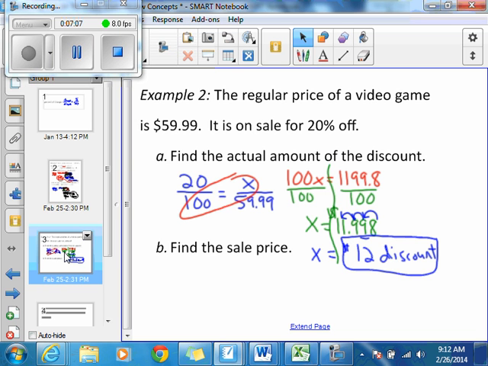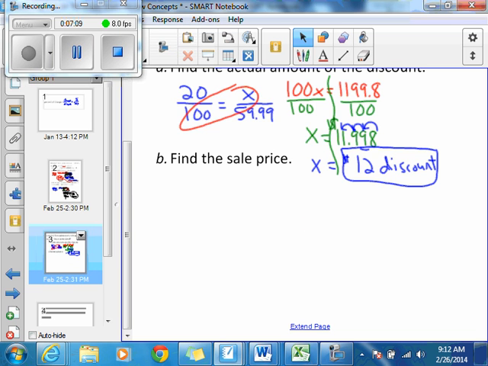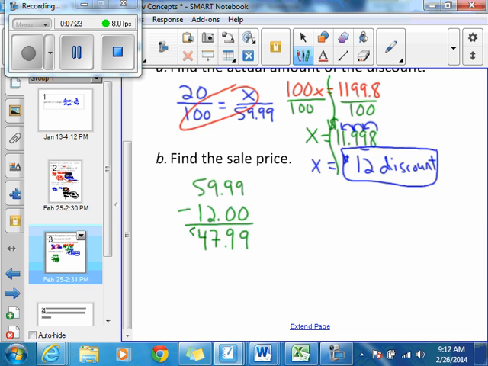So to find the sale price, we're going to take the original price, which is $59.99, and then we're going to take off the $12 that we get to save off. And when we subtract, we get $47.99. That is how much they're going to charge us for the video game, $47.99.